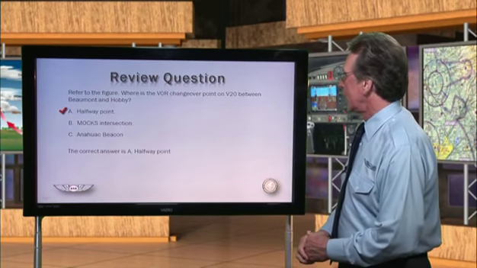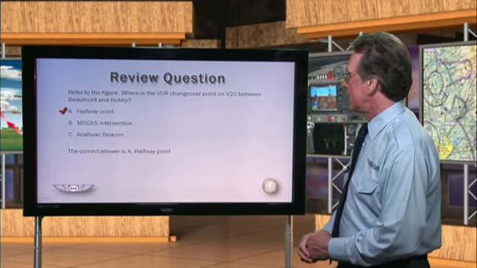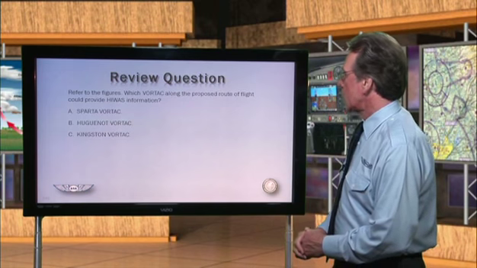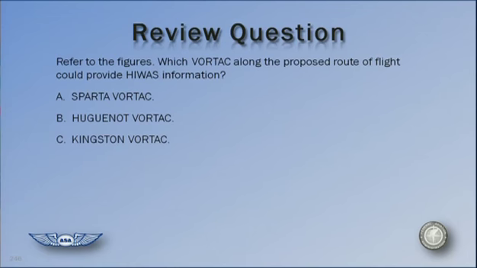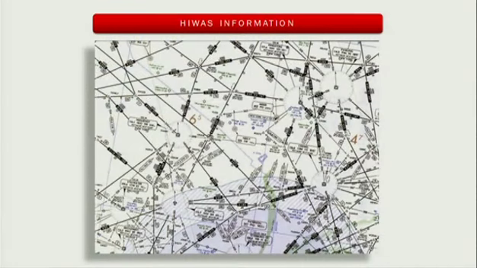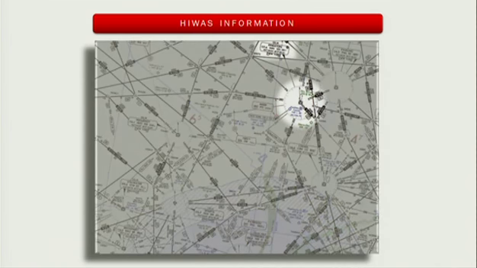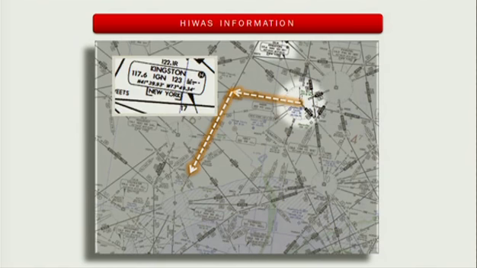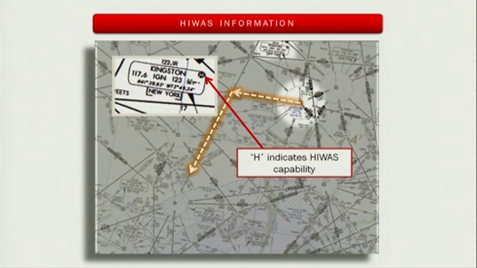All right, taking a look at another question. Referring to figures again, which VORTAC along the proposed route of flight could provide HIWAS information? So we have to look at our figures again to find out which of these VORTACs will provide us with HIWAS. Well, there's Kingston up here. We have our flight path. Zoom in on that Kingston. We see an H in the upper right-hand corner there that indicates HIWAS capability.